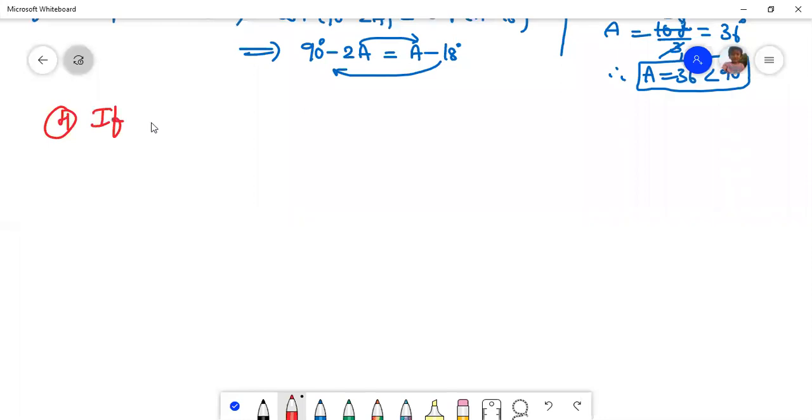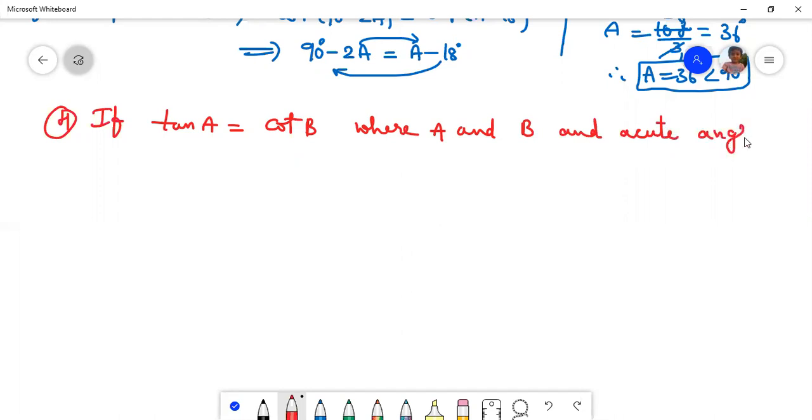If tan A equal to cot B, where A and B are acute angles, prove that A plus B equal to 90 degrees. Solution.